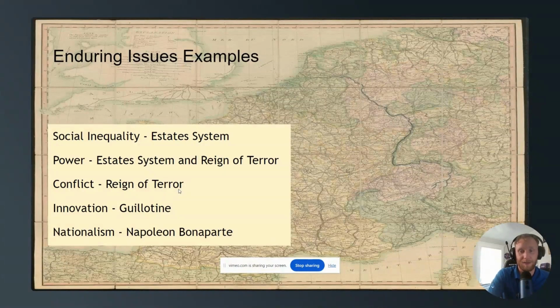As far as innovation is concerned, the innovative way of killing people through execution, the guillotine, is the main one that comes to mind. Napoleon also had an innovative way to use artillery, if you want to look that up sometime.